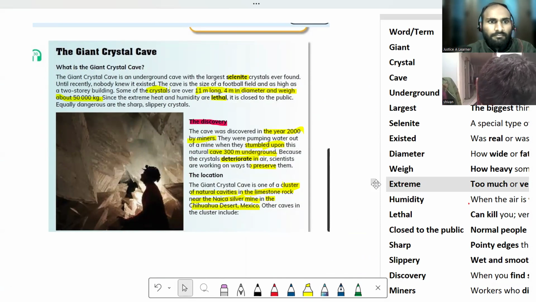Until recently, nobody knew it existed. The cave is the size of a football field and as high as a two-story building. Some of the crystals are over 11 meters long, 4 meters in diameter, and weigh about 50,000 kg.